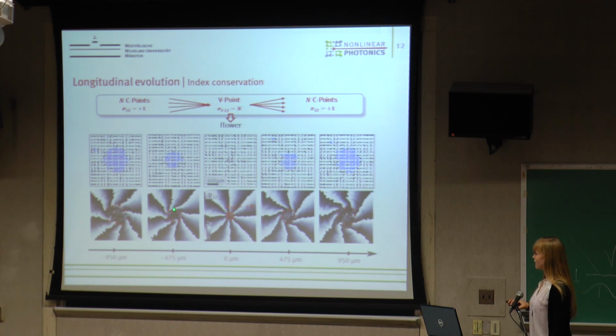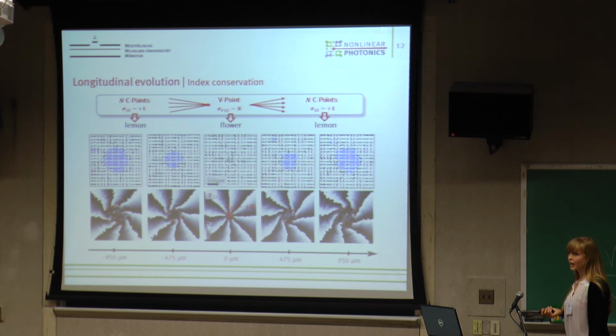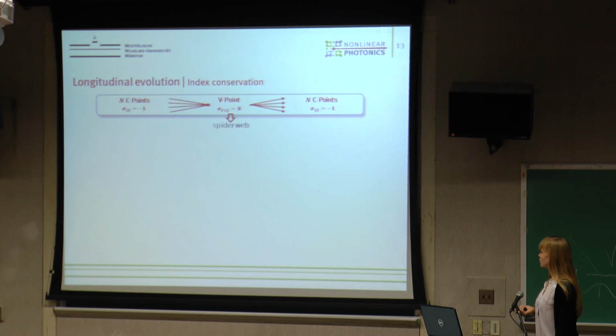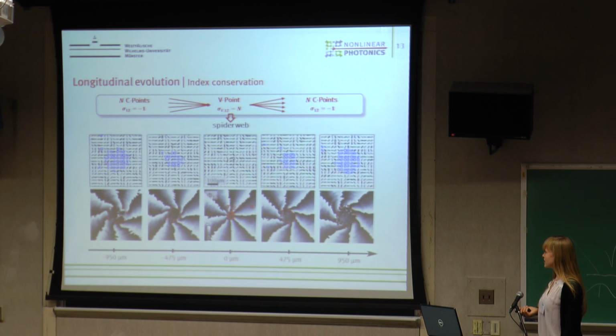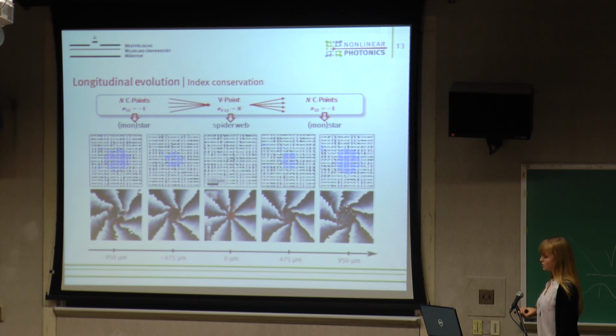Moreover, we know that the index for our C points in this case is positive. This means that in the case of a flower, we have a splitting up into lemons. Moreover, if we now take a last look at a spider as an example, a spider web, we have a negative index in this case, so we will have a splitting up into C points with also a negative index. So in this case, we have stars or monsters, depending on the phase distribution around the singularities.